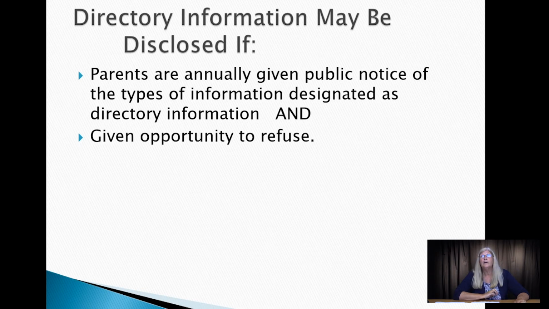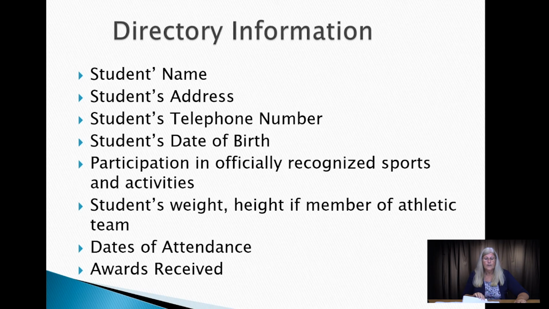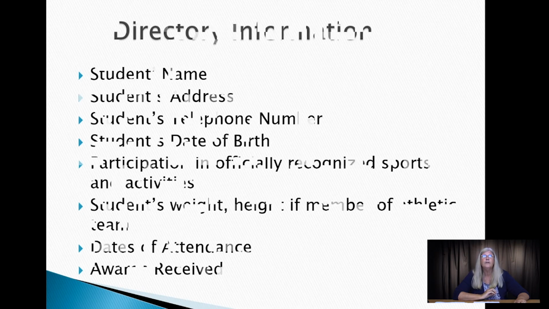Parents are given public notice of types of information designated as directory information, and they're given the opportunity to refuse. So if they do not want their students' work, projects, or pictures in the newspaper or anything of that nature, then they can refuse as well. Then we're looking at the directory information, and of course it's the student's name, address, telephone number, date of birth, participation in officially recognized sports and activities, weight and height if a member of the athletic team, dates of attendance, awards received.